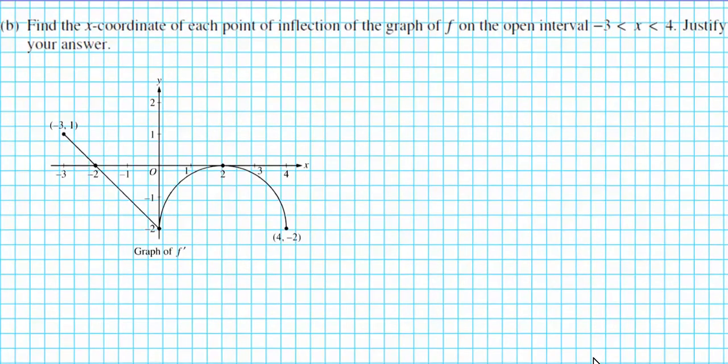All right, let's take a look at the B part. It says find the x-coordinate of each point of inflection of the graph of f on the open interval, -3 less than x less than 4. Justify your answer. Okay, so in order for us to determine where the point of inflection is or are, there are 3 different ways that we could do it. We can find the point of inflection using f double prime, f prime, and f. In this case, we are dealing with the graph of f prime, so f prime will be the method of choice to determine the point of inflection.